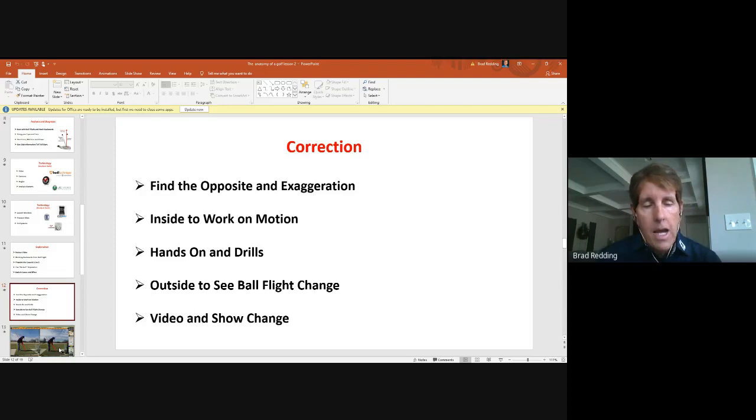So again, I do that. It's an explanation, helping them understand where we're going to go. I work inside my video studio on the motion. Again, I do use a lot of hands-on and drills. How you do it is up to you. I go back outside to see the ball flight change. I keep on moving them around out there and showing them what's going on. I video it again, and we go back inside and I show them the change. The big change, obviously, is the ball flight. I'm all about that. If I can't change what the golf ball does, I have not done my job. I've given a bad diagnosis, and I just don't do that much anymore.